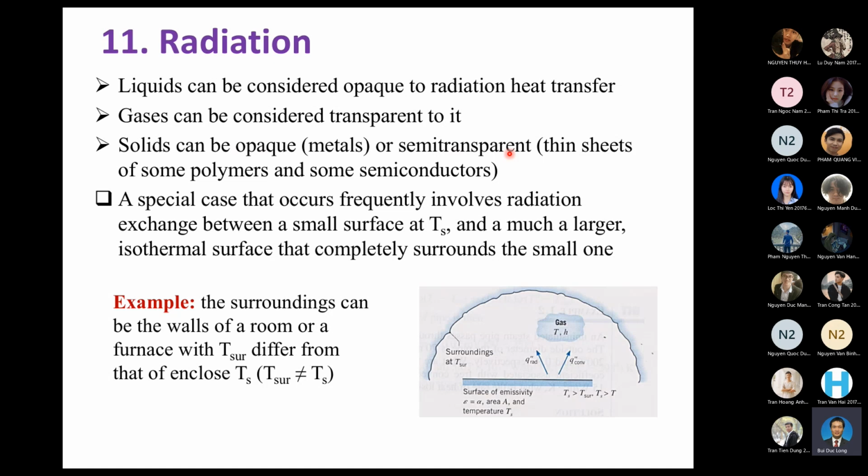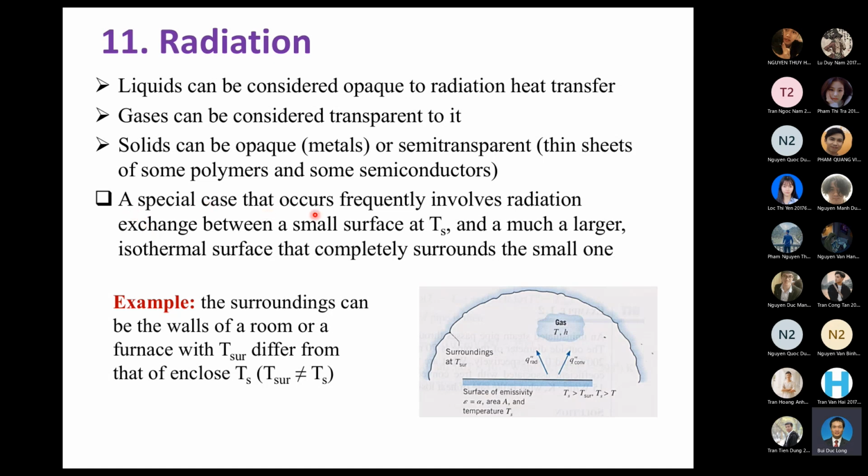In the case of a very thin film, for example, if you draw gold into a very thin sheet of about a few micrometers, it can be semi-transparent. Some polymers or some semiconductors can also be classified as semi-transparent.